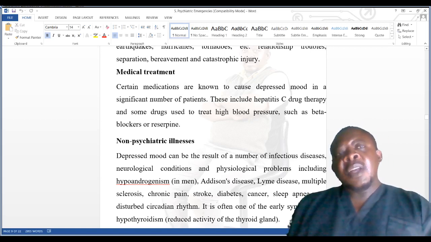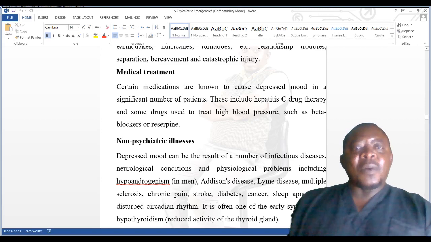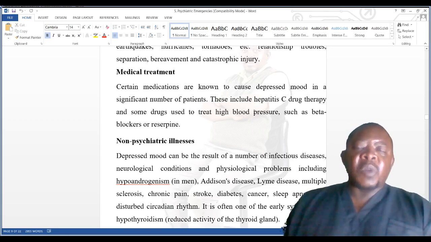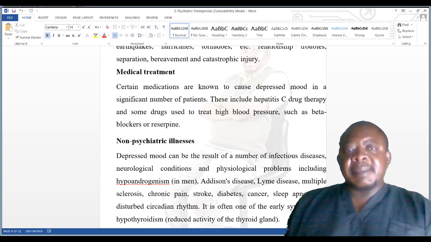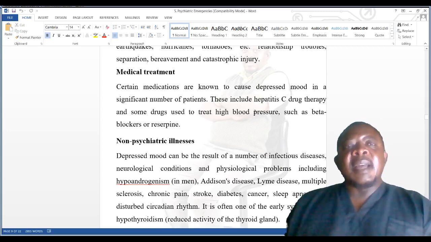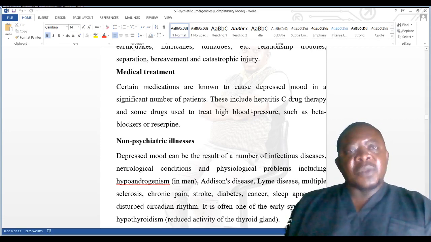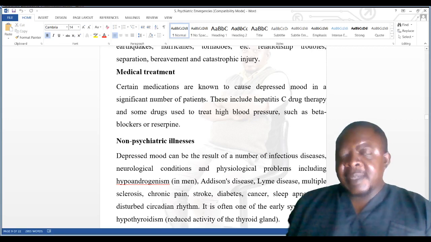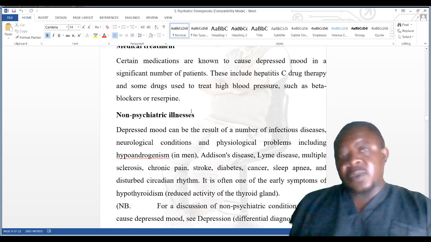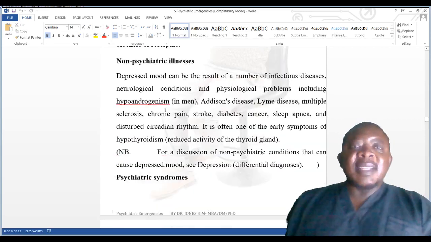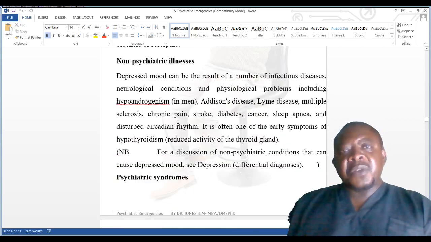Okay, so these drugs may predispose to someone being depressed. Okay, so the hepatitis C is used in hepatitis C. Okay, then reserpine drug or beta blockers there, they may predispose one to having a depressive episode.